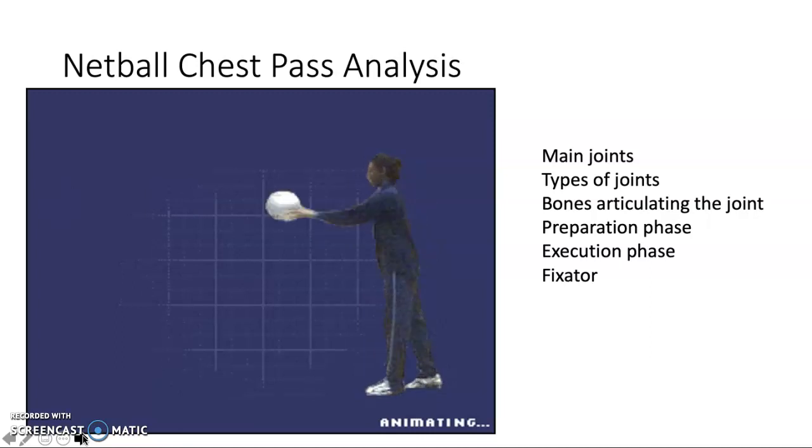The preparation phase is using the sagittal plane, is flexion of the elbow caused by concentric contraction of the bicep. This means that there is a relaxation of the tricep. Horizontal abduction at the shoulder caused by contraction of the latissimus dorsi.